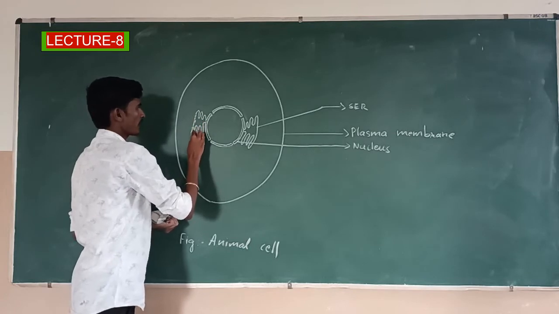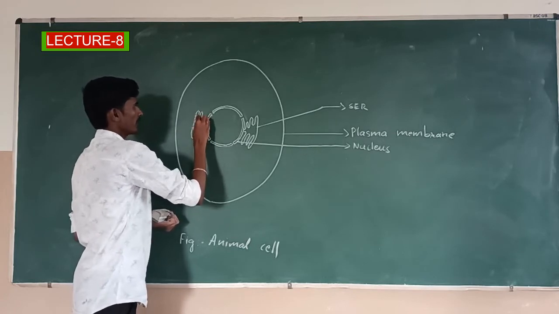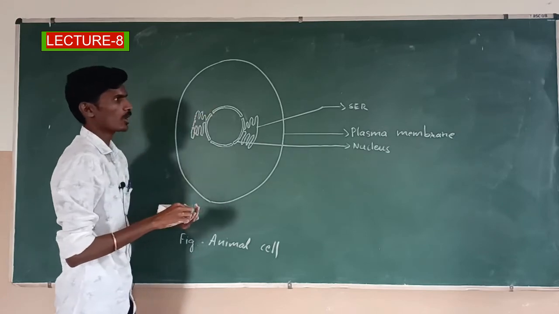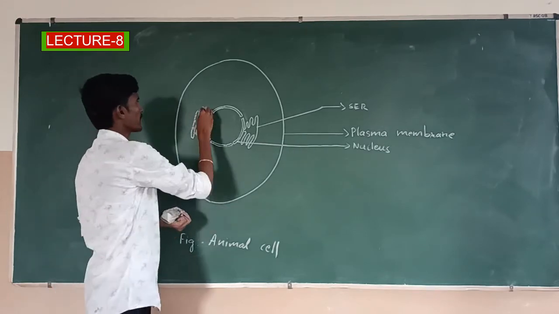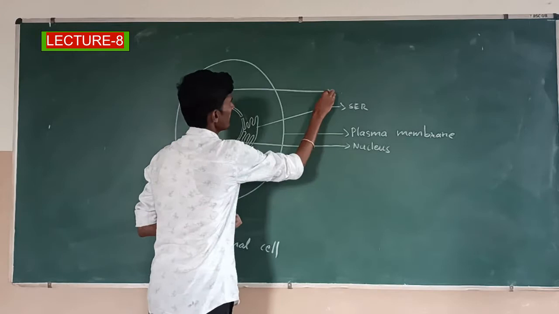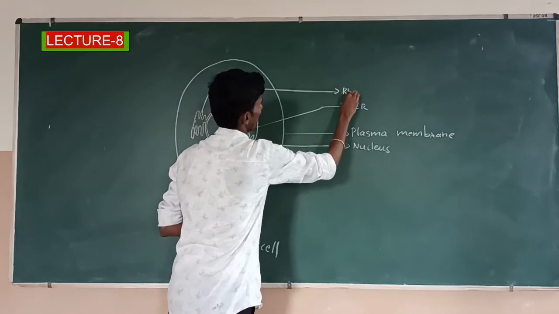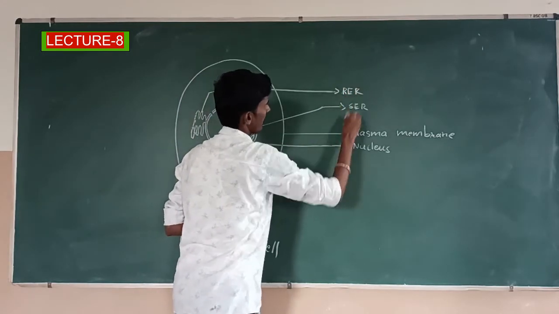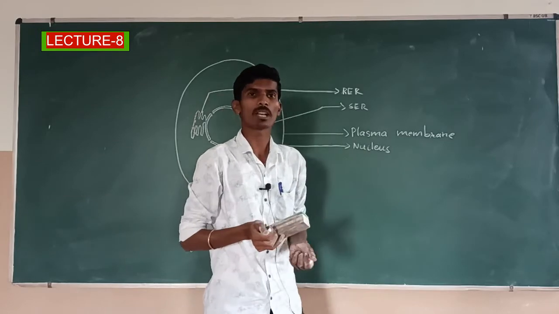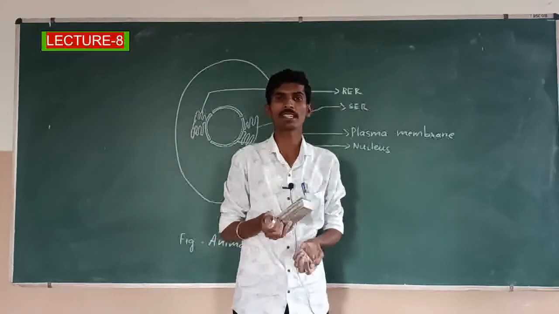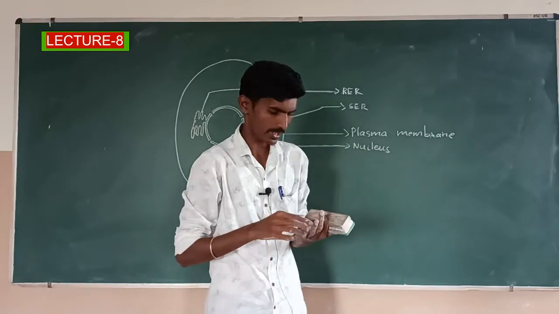Based on the presence and absence of the ribosomes, there are two types of endoplasmic reticulum. One is the smooth endoplasmic reticulum and another one is the rough endoplasmic reticulum, RER. RER means rough endoplasmic reticulum. SER means smooth endoplasmic reticulum.